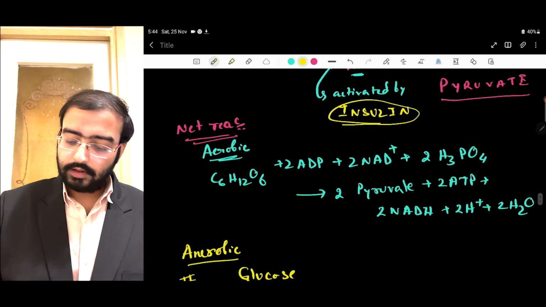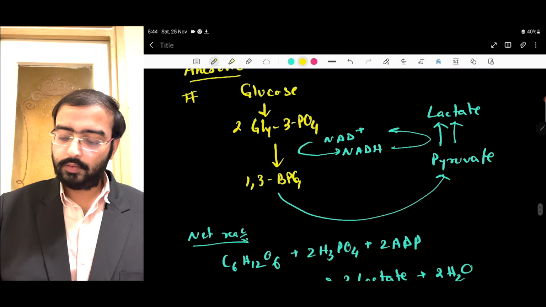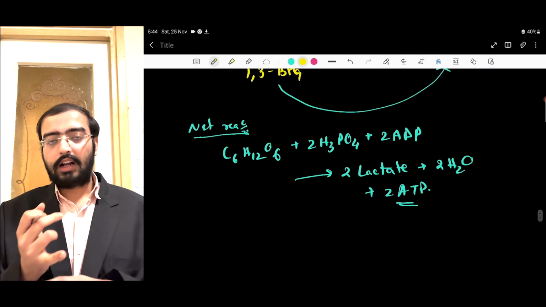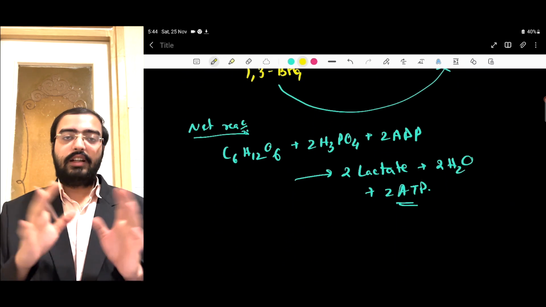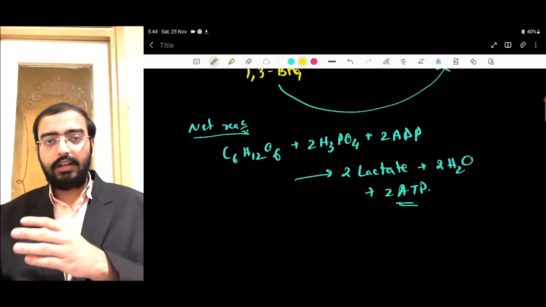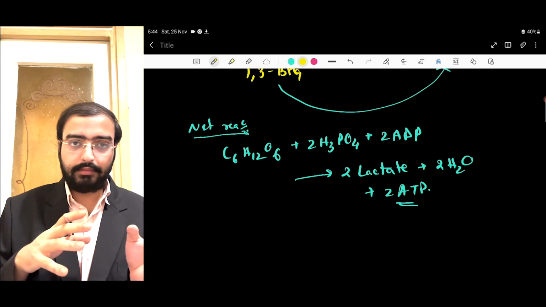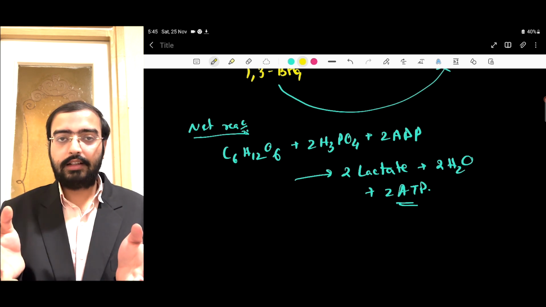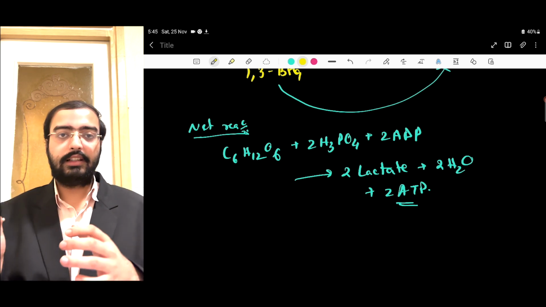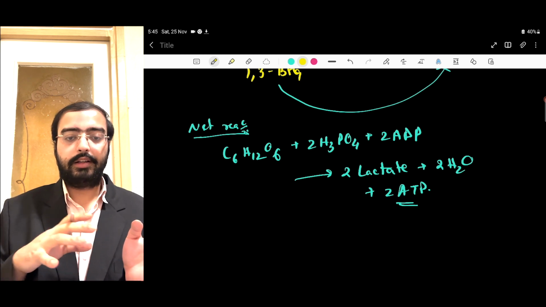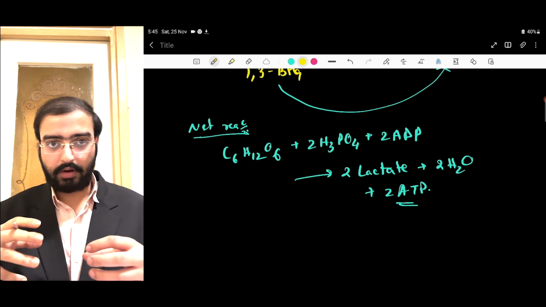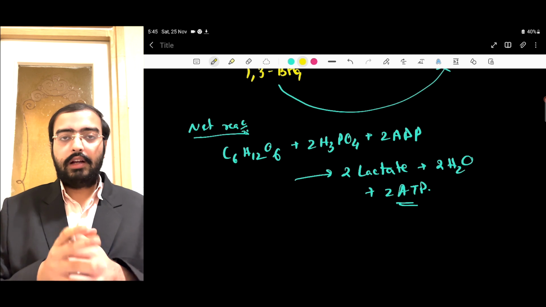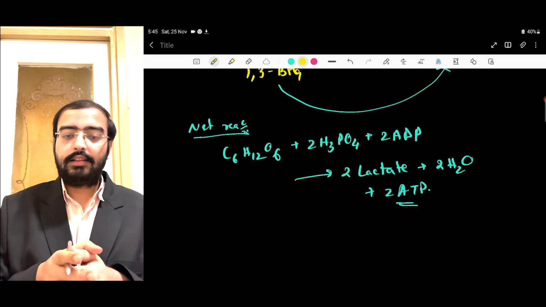So with this, we come to the end of this session. We have discussed what carbohydrates are. We have discussed the types of carbohydrates, monosaccharide, oligosaccharide, polysaccharide, and the types of polysaccharide as per branching and as per types of residues present. And we have discussed glycolysis, the aerobic process, the anaerobic process, and the connection between the anaerobic and aerobic processes. So we end our session here with glycolysis.